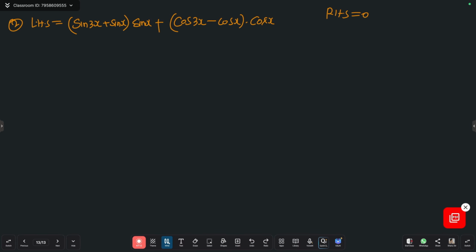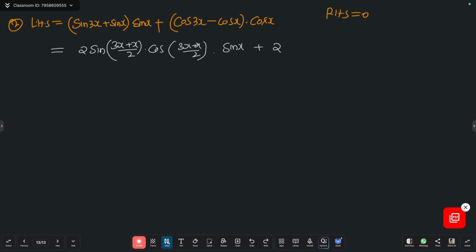What should be the first step? The first step is that you should apply the sin c plus sin d rule, and the cos c minus cos d rule. What is sin c plus sin d? 2 sin c plus d by 2 into cos c minus d by 2, and into the extra sin x. Then plus here cos c minus cos d. What is cos c minus cos d?